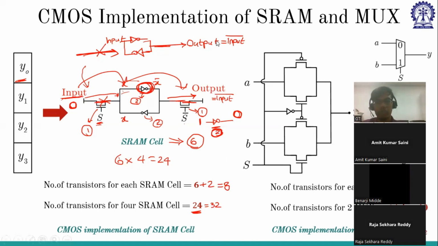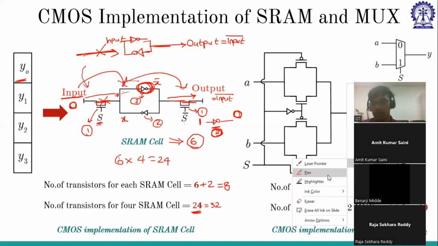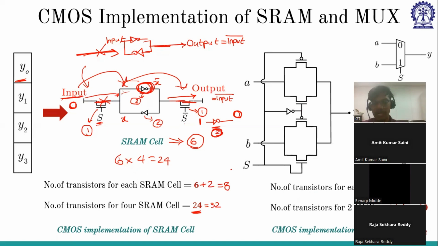Now coming to the MUX implementation. For the MUX, there is this select line. Depending upon the select line, either A will be going or B will be going. Say the select line S is 0, then this will be 0 and this will be off. This will be 1, this will be off, and this will be on, this will be on. So whatever A data you are getting will be going to Y. So when S is 0, Y is A. Similarly, when S is 1, Y will be B. In this way, we are realizing the MUX.